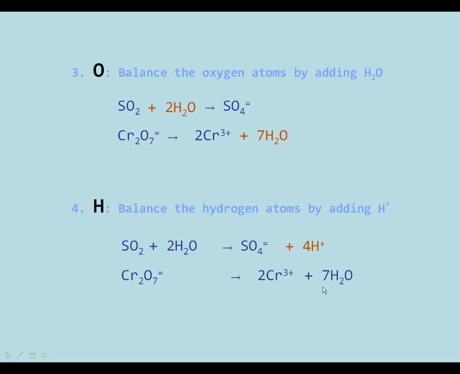In the second half equation, there are 7 water molecules, which means there are 14 hydrogen atoms over here on the right of this equation. There are no hydrogen atoms shown on the left. So to balance the hydrogen atoms, we have to add 14 H+, 14 hydrogen ions, to the left. And now the hydrogen ions are balanced. So we've done the R, the O, and the H of the ROHE method. Next step is to do the E. And that is that we now have to balance charge by adding electrons.